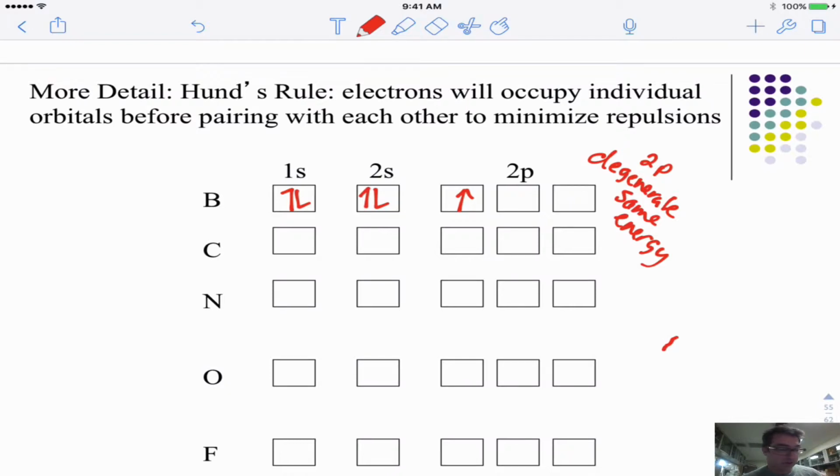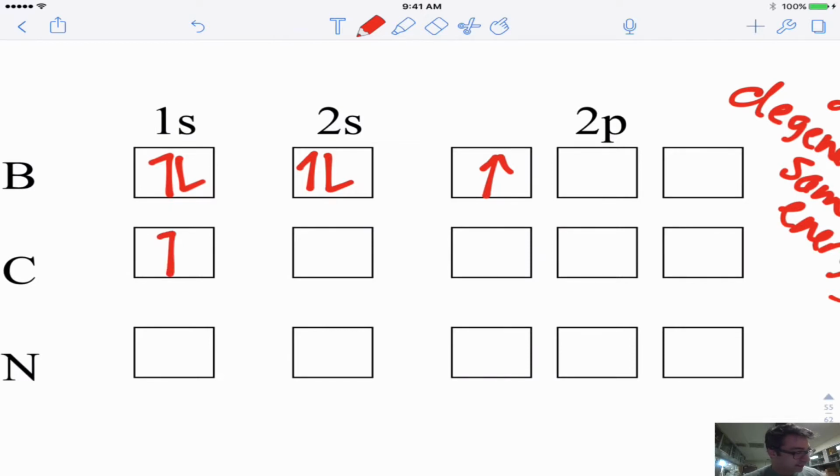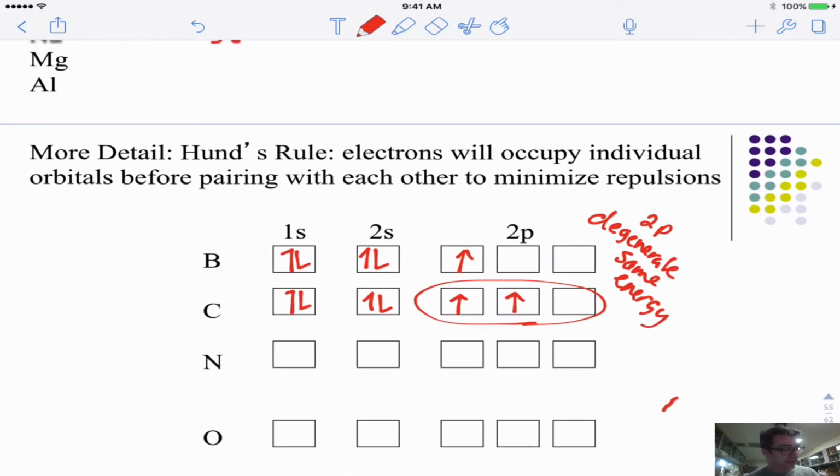So now I could do this with carbon. If I do this with carbon, 1s2, 2s2, 2p, and now I have a choice. I have to put that second electron in. I'm going to put it next to it. This is called Hund's rule. And what Hund's rule says is that electrons will occupy individual orbitals before pairing with each other to minimize repulsions.